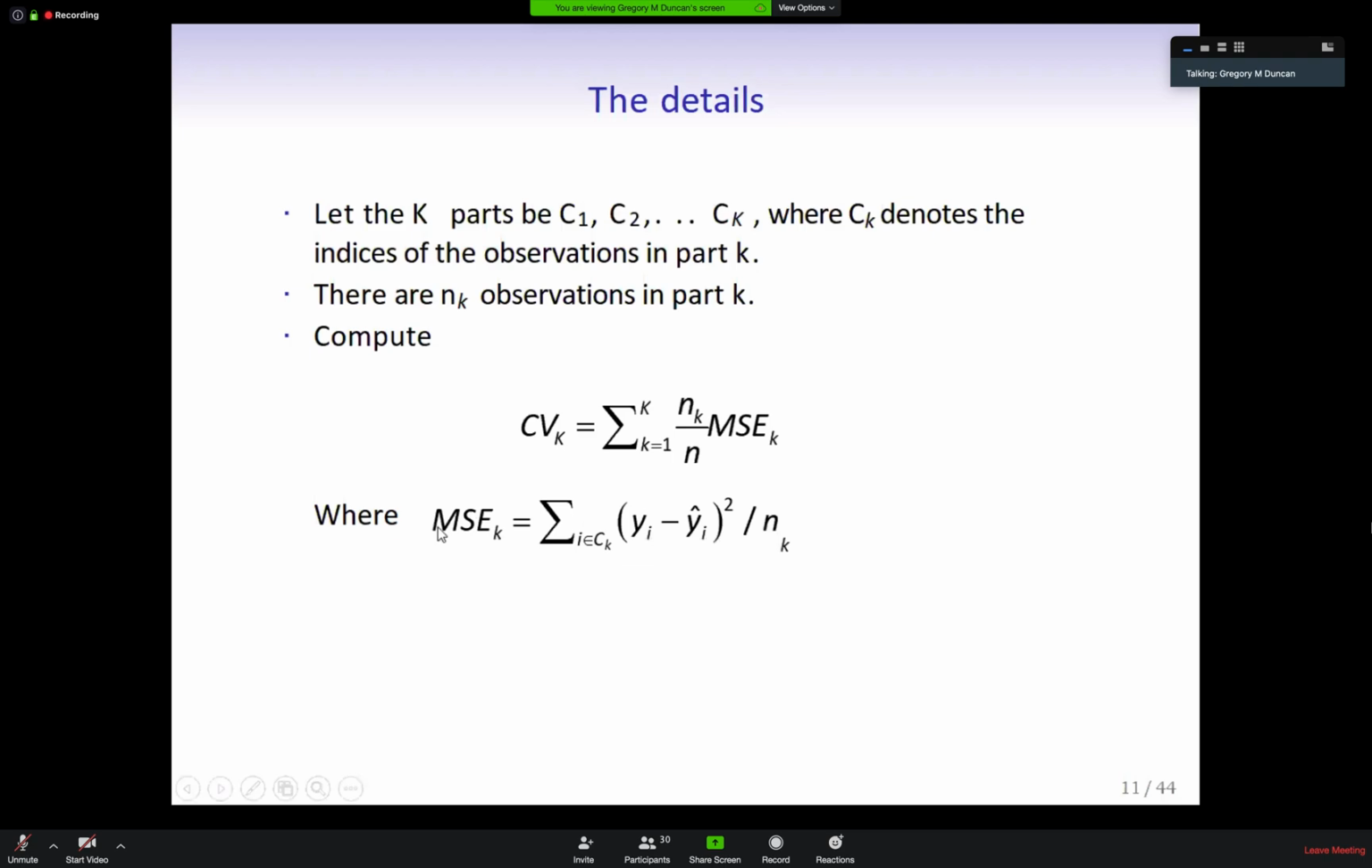Okay, what's the MSE? The MSE is the model fit with all the other observations except those in C_k. So we fit that model, for each observation in C_k, and we use the Y's in C_k.